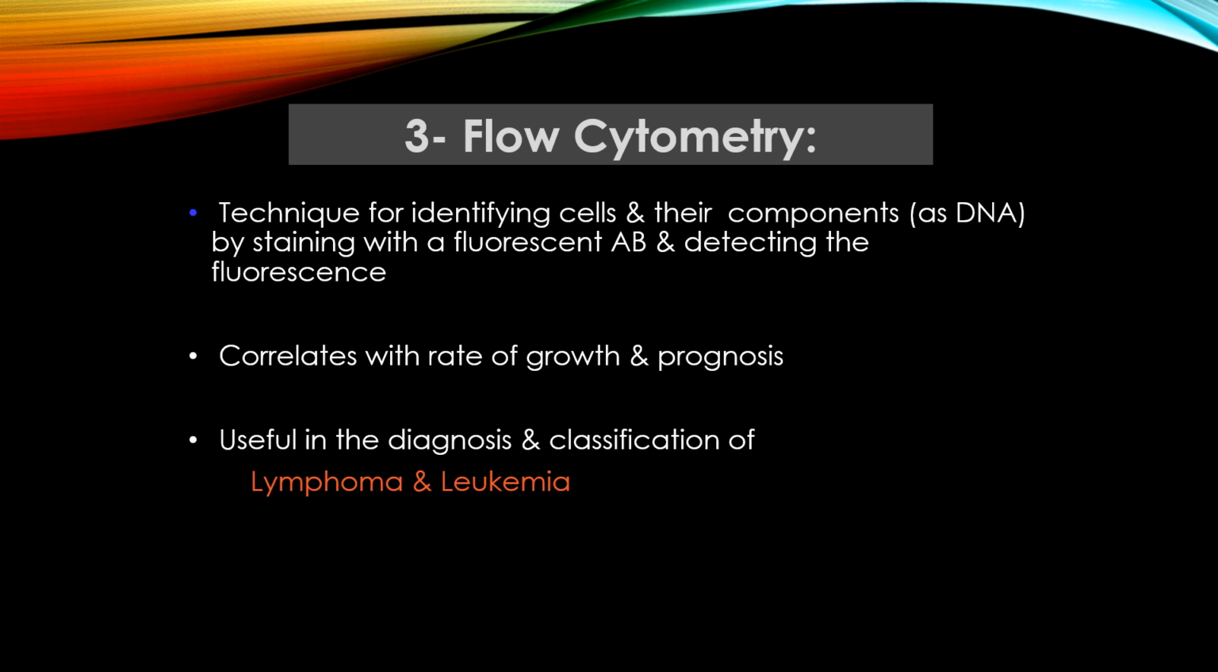Then we pass the cells through the flow cytometer, and this device will detect all the cells that have this antibody on it, so it can detect all the B lymphocytes. So it can correlate with the rate of growth and the prognosis, and it is very useful in diagnosis and the classification of lymphomas and leukemias. Actually, its main use is to diagnose and classify lymphoma and leukemia.